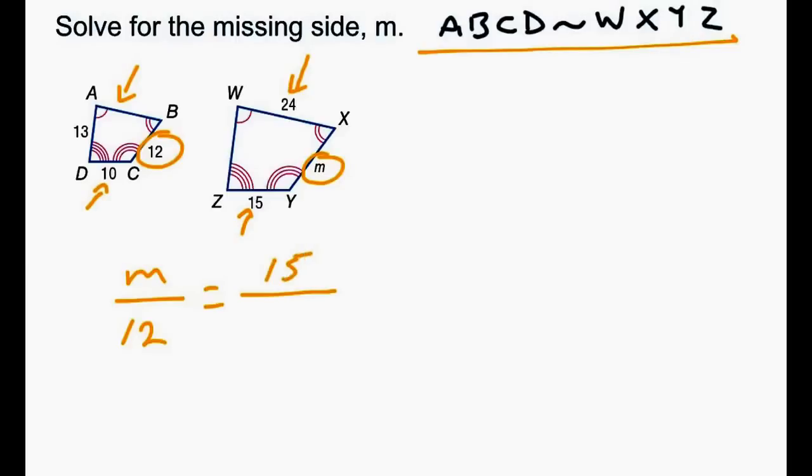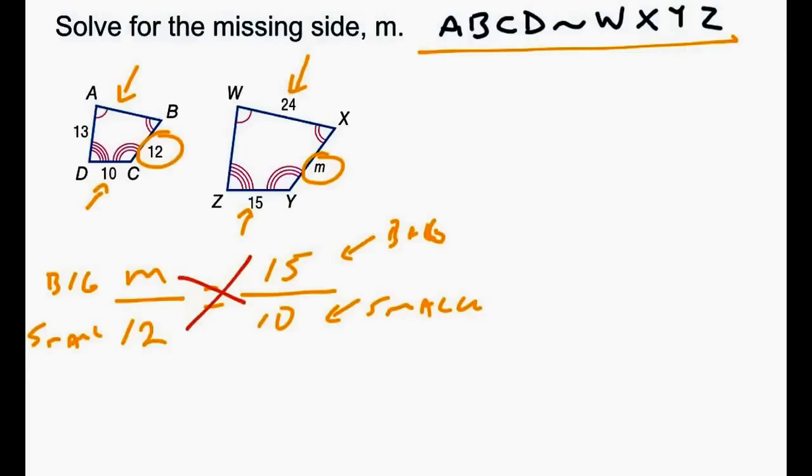So I'm going to do 15 over 10. And that's important that I did 15 over 10, because I did M, the bigger quadrilateral, on top, and then 12 is on the smaller quadrilateral on the bottom, so I had to do the same thing here. 15 had to be the big quadrilateral, and then 10 would be the small quadrilateral. Alright, so now I'm going to solve my proportion.